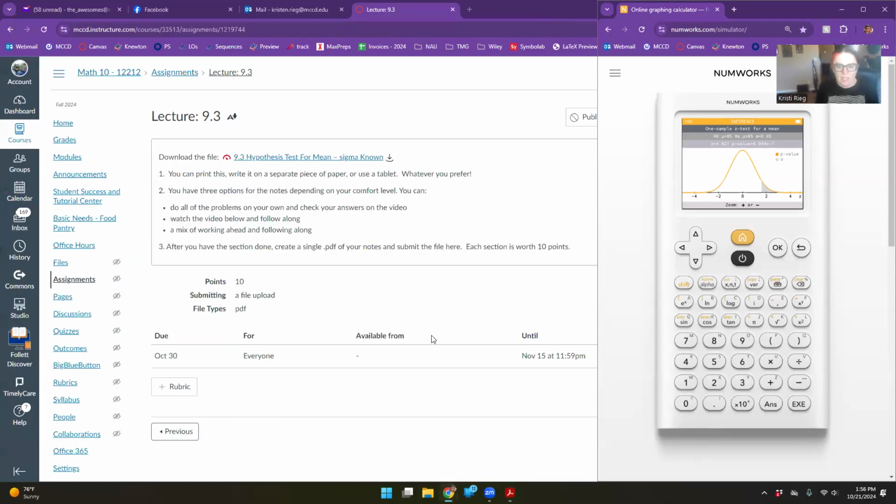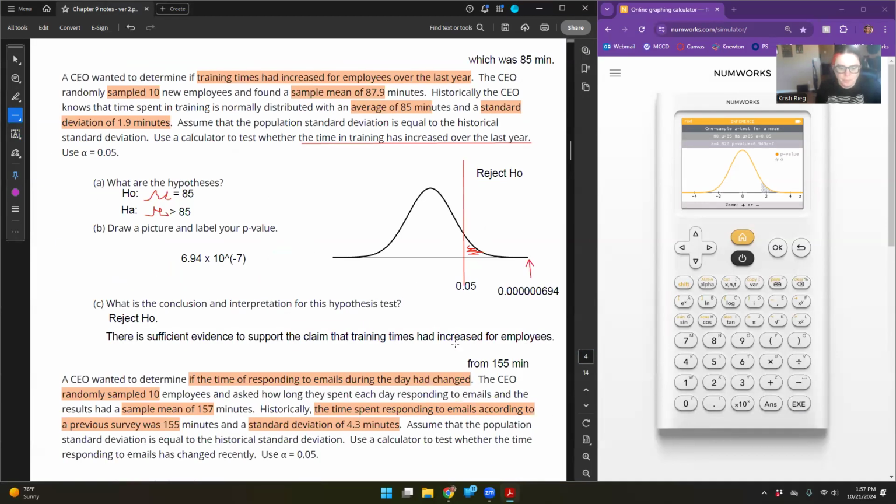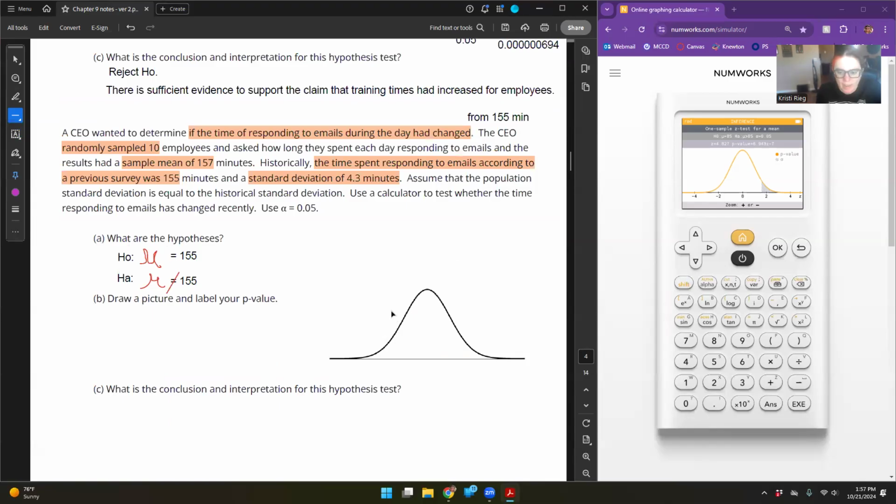Oopsie. Where did my picture go? Let's go back here. So I have two tails. I did this wrong every single time, right? You think I would learn better.